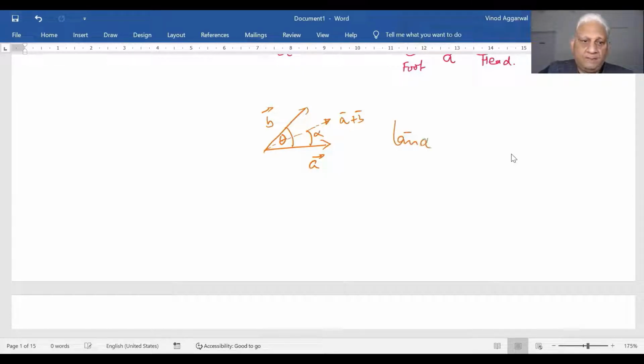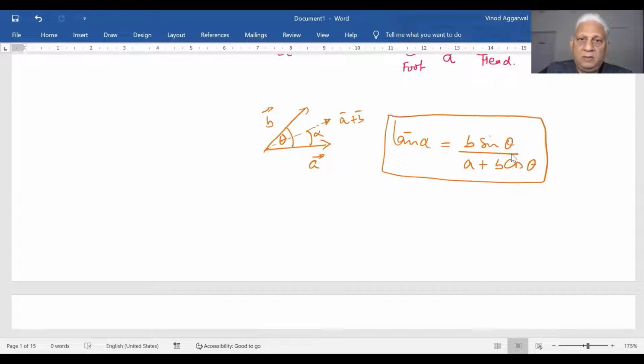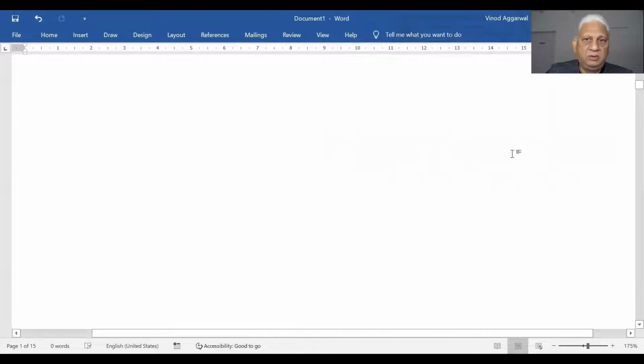Tangent of this alpha is given by B sin theta divided by A plus B cos theta. You know the magnitude of each vector, you know theta, and this will give you tan of alpha. Okay. So this was about addition of two vectors.